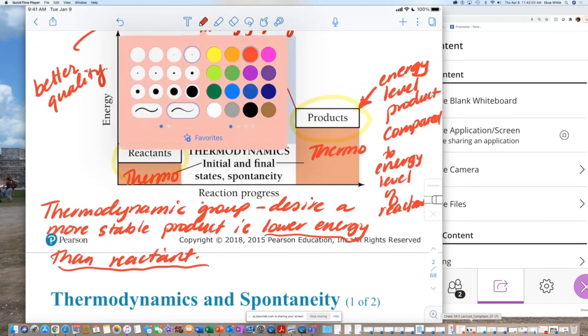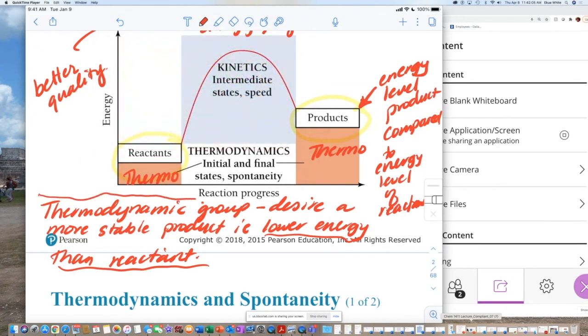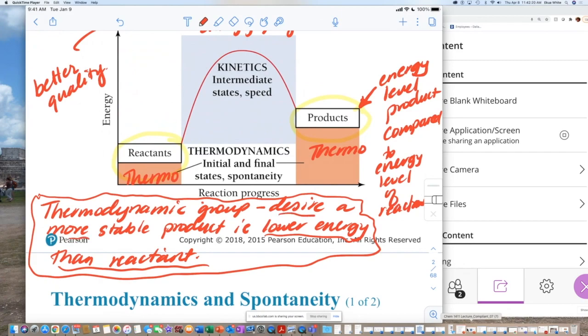Our goal here is to understand the mind. We're learning chemistry as we're learning psychology in a way, right? Psychology, sociology, how these groups interact with each other. But where is their mind? What are they thinking? How are they arriving at the conclusion this is not preferred? They desire a more stable product. How do we get that? A more stable product is the one that has lower energy than the reactant.